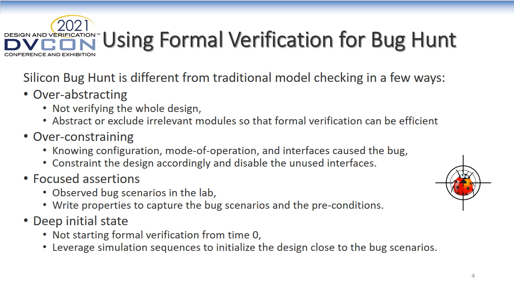At the same time, as we have observed the bug scenario in the lab, we want to capture that bug scenario using assertions. It's also very important to capture the preconditions, the configurations, and other scenarios that lead up to the bugs. Now the bug could be very, very deep inside the design. As we already have the original initialization sequence, we do not want to run formal verification from time 0. We can leverage the simulation initialization sequence to initialize the design so that formal verification can be launched deep inside the design.